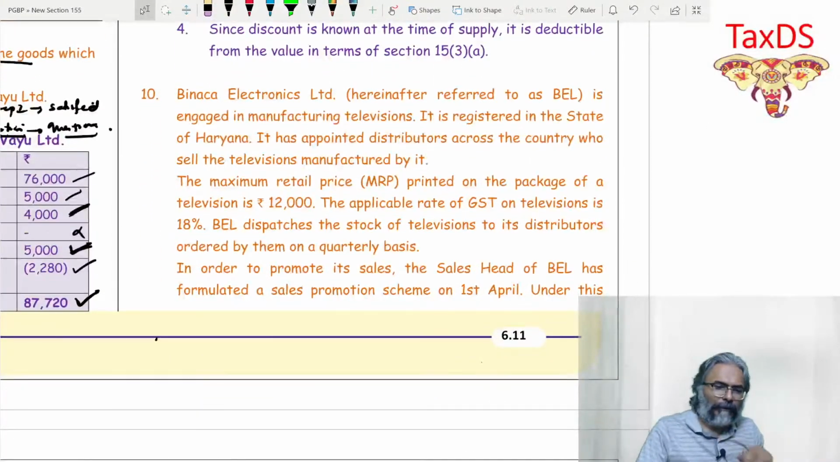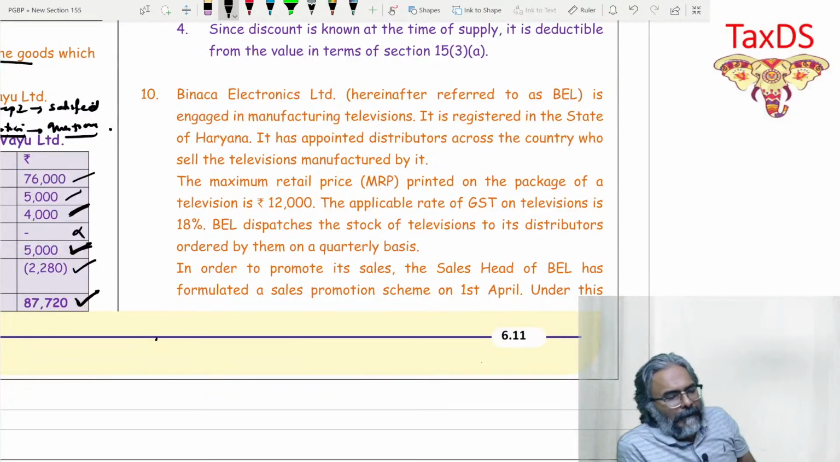Come to this particular question, students. One of the important questions, students. Question number 10. Vinaka Electronics Limited, hereinafter referred to as BEL, is engaged in manufacturing television. It is registered in the state of Haryana. So this BEL, students, is registered where? In the state of Haryana.